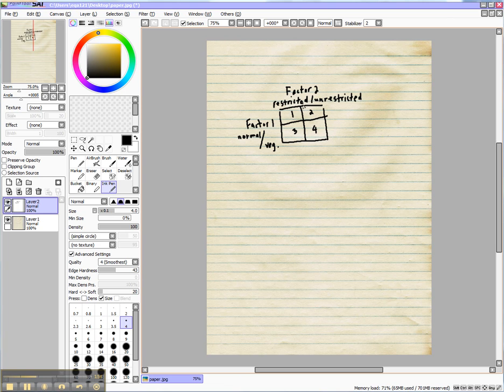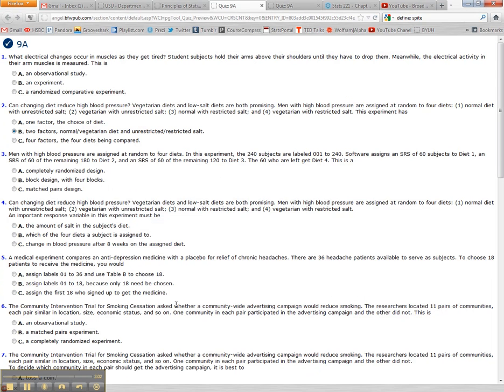So you have the normal restricted 1, right? The normal unrestricted 2. Follow my mouse. Vegetarian restricted 3. Vegetarian unrestricted 4. So it is actually B, but again, I don't like this question.